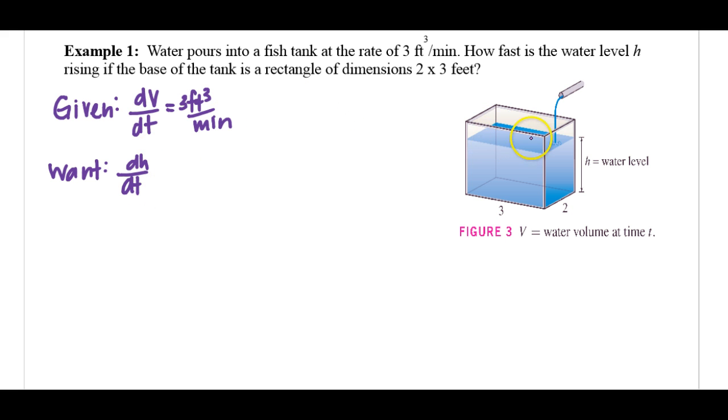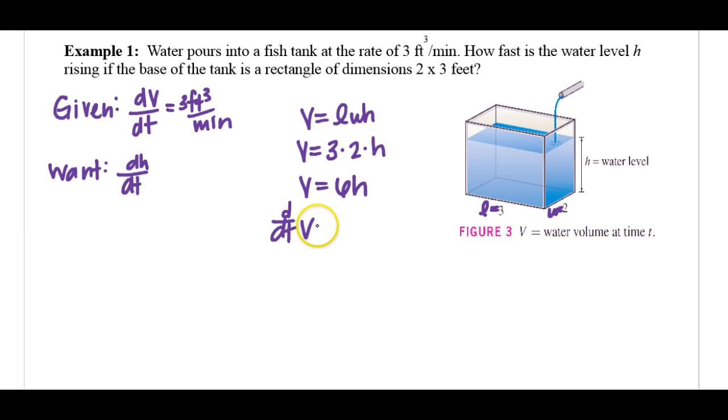So this is going to form a rectangular prism, and the volume of a rectangular prism is length times width times height. So if we call the length 3 and the width 2, the length and the width are not changing because the base is always 3 by 2. So this becomes 3 times 2 times h. So the volume can be represented by 6h. Now I want to take the derivative with respect to time of both sides, because the volume and the height are both changing. So d/dt of V and d/dt of 6h gives me the relationship that the rate of change of volume with respect to time is 6 times the rate of change of the height with respect to time, using implicit differentiation.